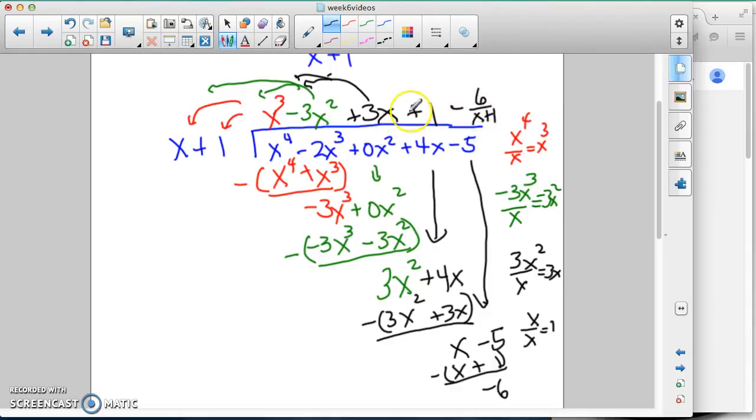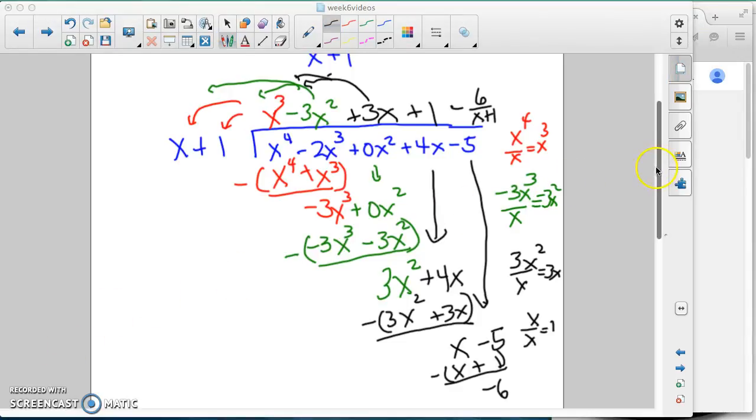So this would be our remainder. So this is our solution to this long division: x cubed minus 3x squared plus 3x plus 1 minus 6 over x plus 1. So that's our solution to that division. Alright, continuing on with our next example.